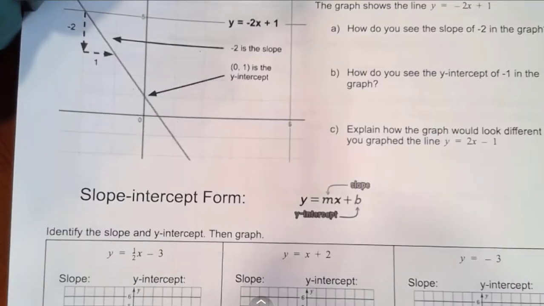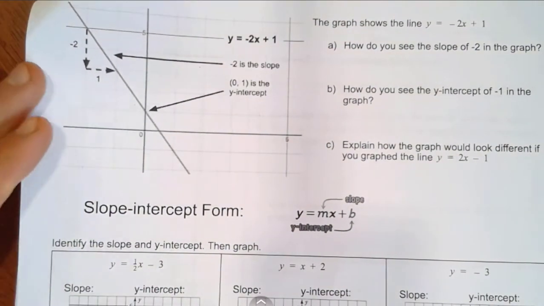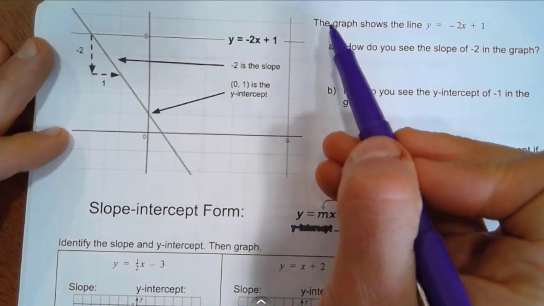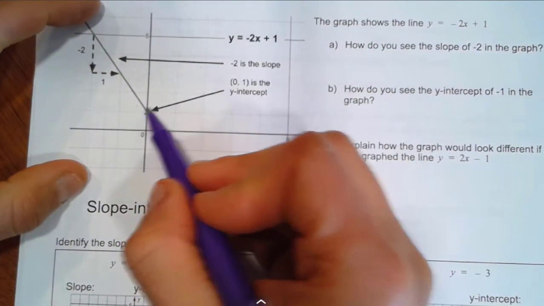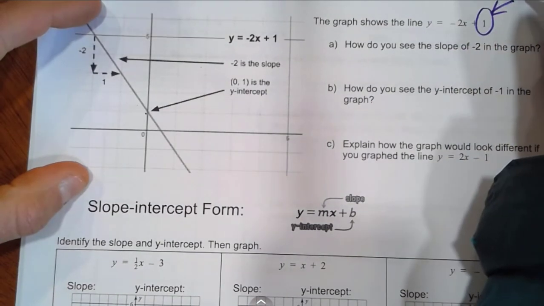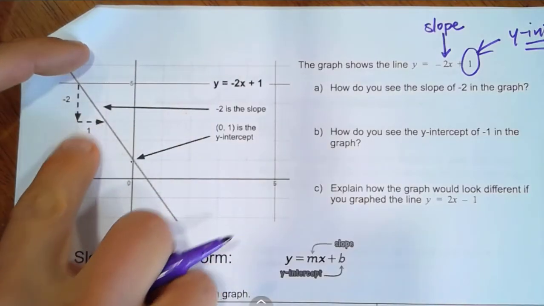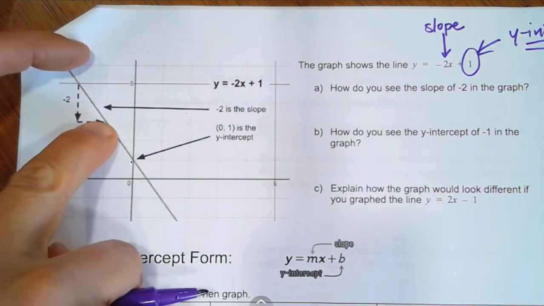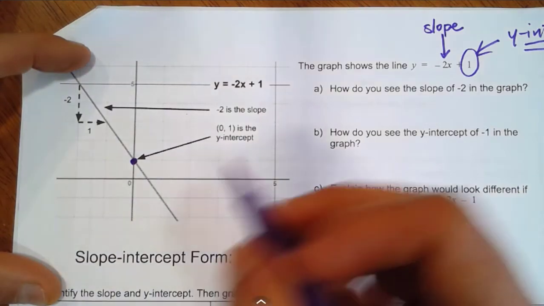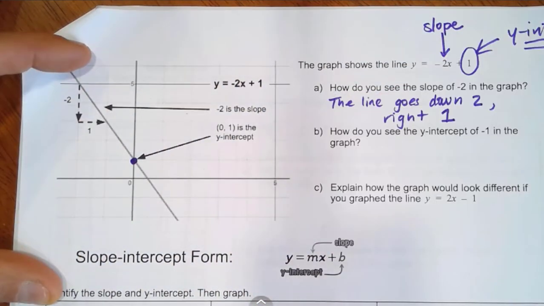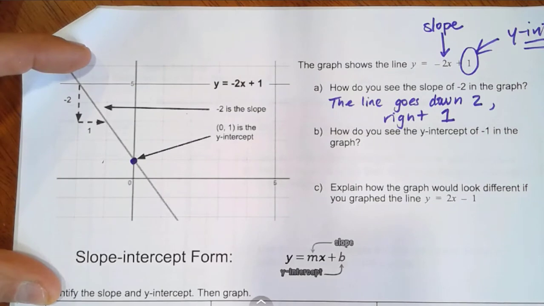All right, so this one is an important illustration of something that we talked about a little bit earlier, that the slope and the y-intercept show up on the graph, right? (0, 1) is the y-intercept. That's the y-intercept right there. This -2, that's our slope. And we can see them on the graph because the graph goes down 2 over 1, and it crosses the y-axis right here at (0, 1). So how do we see -2 on the graph? The line goes down 2, right 1, down 2, right 1.